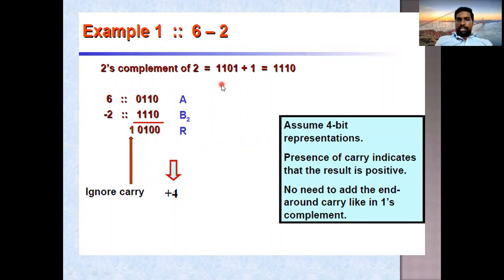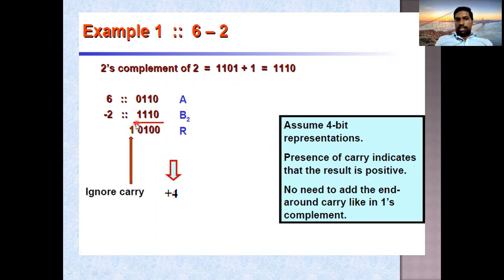By using 2's complement, follow the same steps. A minus B format. Find 2's complement of B. What is the 2's complement process? First find 1's complement and add 1, you will get 2's complement. So take this 2's complement and your 6. This is the 6 value, this is the 2's complement value.